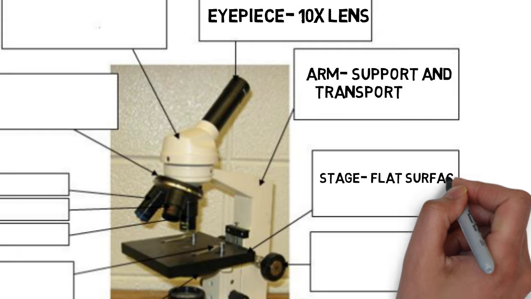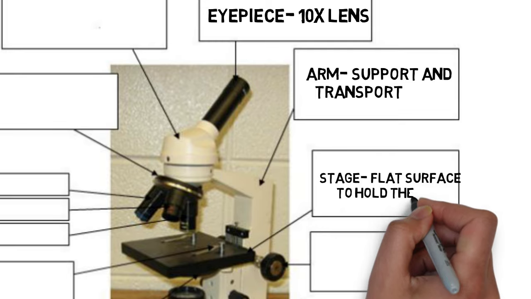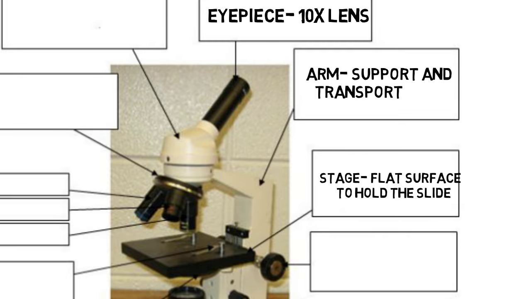The stage is the flat surface that's going to hold our slide. And the slide is that rectangular piece of glass that's holding our specimen. The specimen is just whatever object we're looking at.